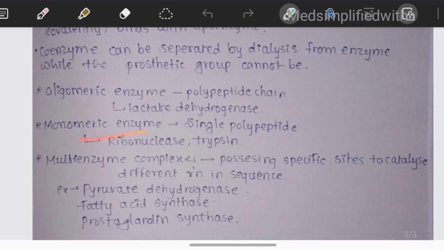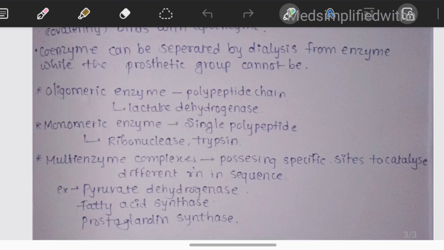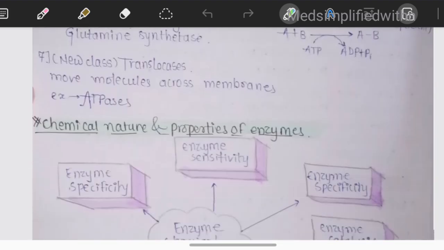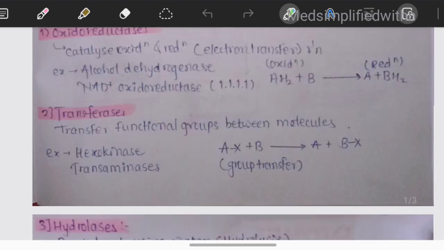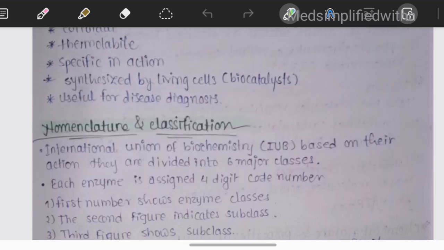Monomeric enzymes have a single polypeptide, for example ribonuclease and trypsin, and multi-enzyme complexes possess specific sites to catalyze different reactions in sequence. Examples are pyruvate dehydrogenase, fatty acid synthase and prostaglandin synthase. Here we have covered the properties, chemical nature, and the classification and nomenclature of the enzymes.